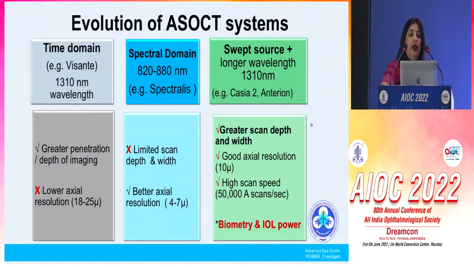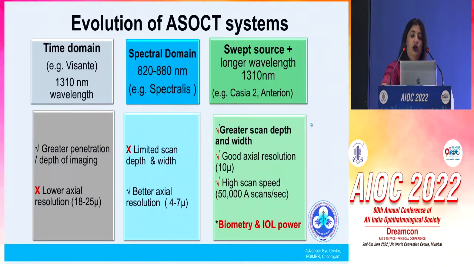And then we have the ideal combination of the two, the swept source, which uses a longer wavelength, and it has a scanning tunable laser, which combines a greater scan depth and width with a fairly good axial resolution of around 10 microns and very high scan speeds. That again is very important, because it can be used in uncooperative patients and children, because the speed of acquisition is so fast.